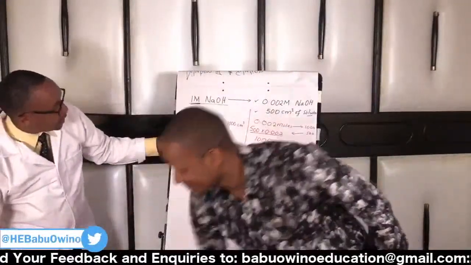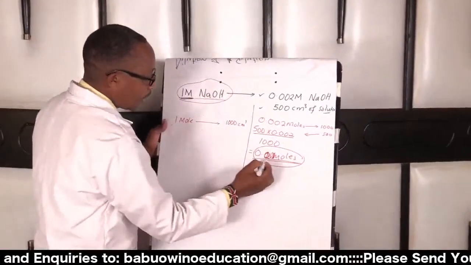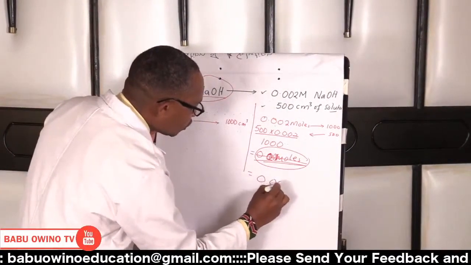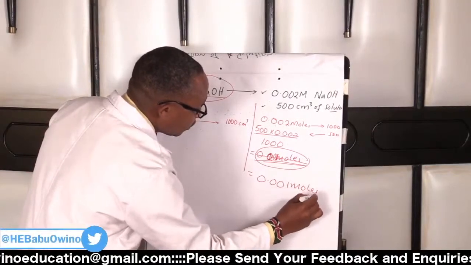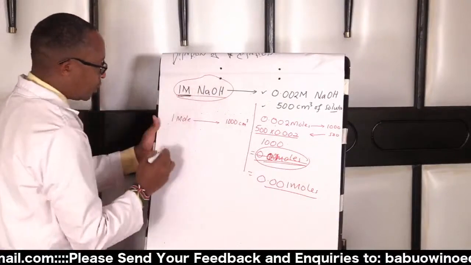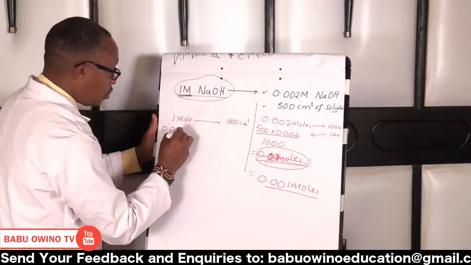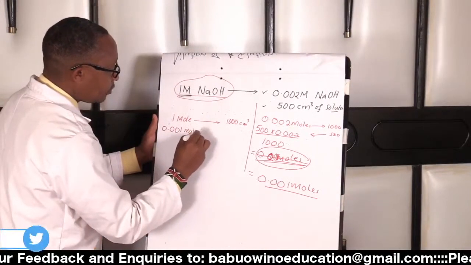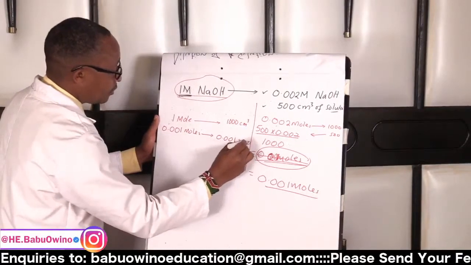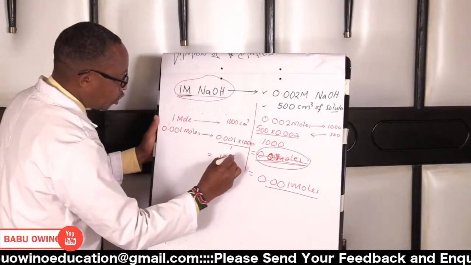So what Babu has taken is this very concentrated solution, and I took this. So for me to make this solution, 0.001 moles, this is what I have here. That is the moles I need to take from here. So 1 mole is in 1,000. What about 0.001 moles? I'll take 0.001 times 1,000 divided by 1. So I require 1 centimeter cubed.